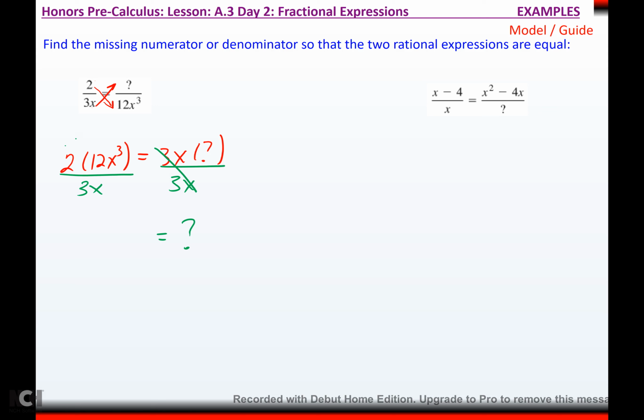Now, to simplify this, we have to distribute on top, which is going to give me 24x cubed, divided by 3x is going to give me 8x squared. So my question mark equals 8x squared.